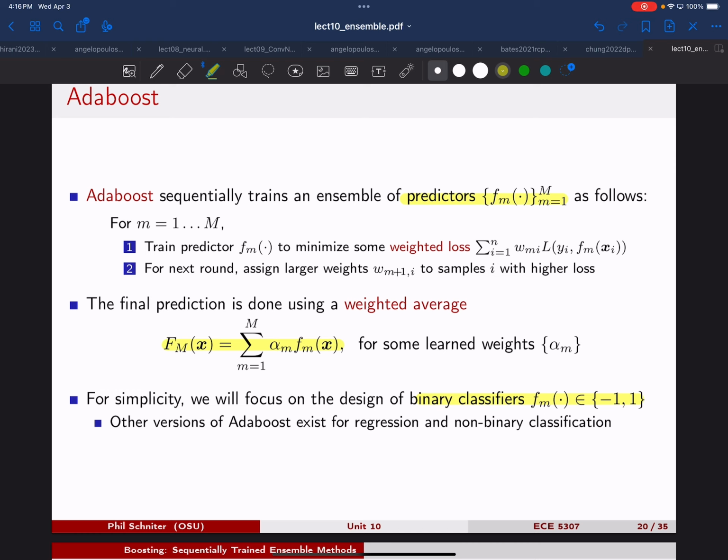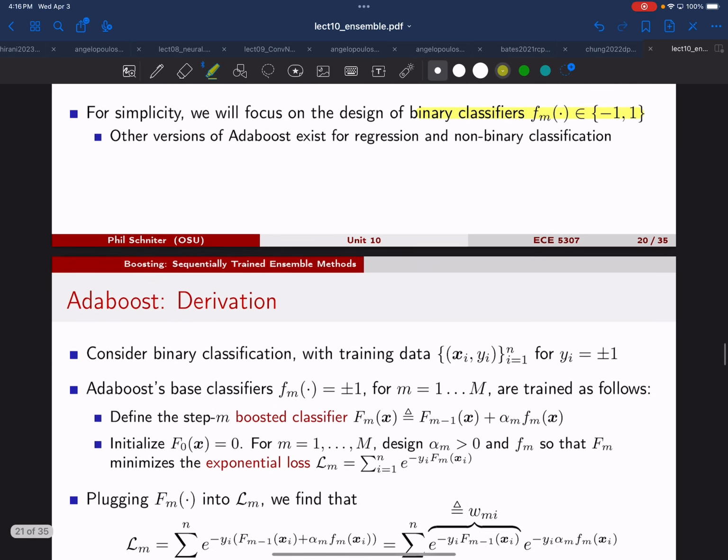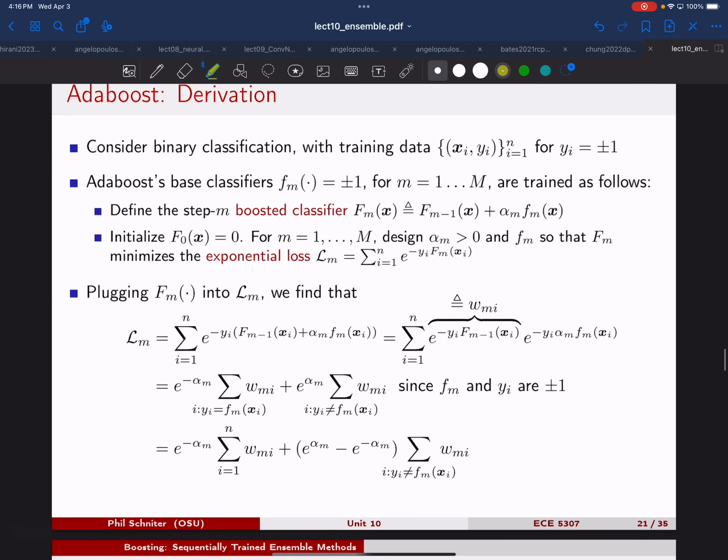I think you could probably extend this to linear models and so on too. In that case, you're just training the linear models. But we'll focus on trees. Okay, any other questions? Okay, so here's the derivation.